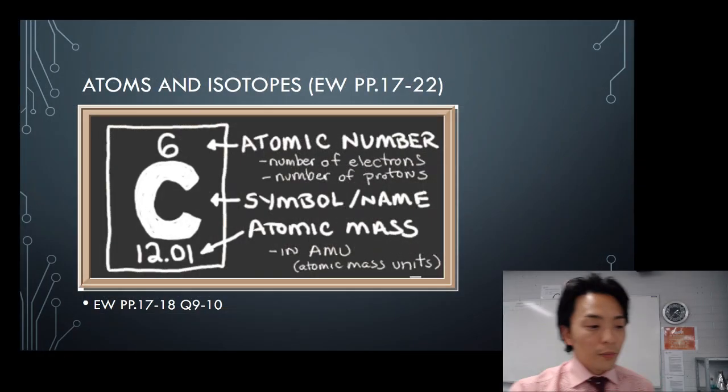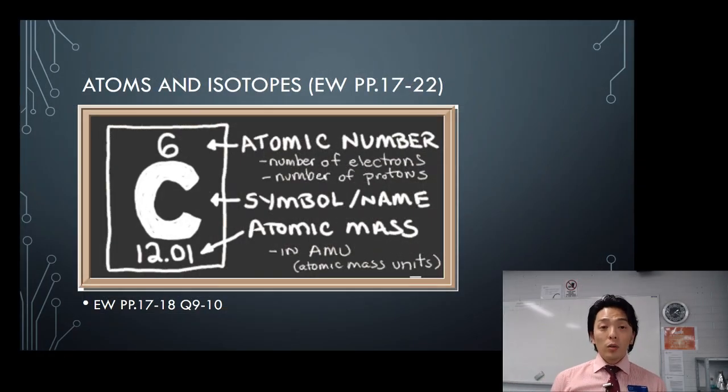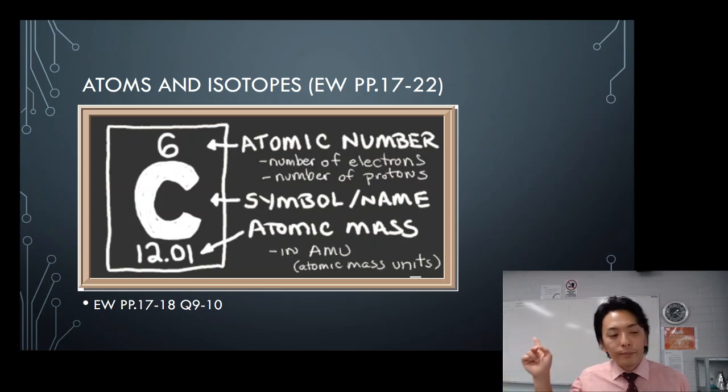Okay, so atoms and isotopes, what do you know about it? If you look at the periodic table, you can see a few numbers are written and they're all consistent with any periodic table that you look at. For example, carbon is shown this way. You can see the atomic number is at the top here, and the symbol is there, as well as the mass number, atomic mass.